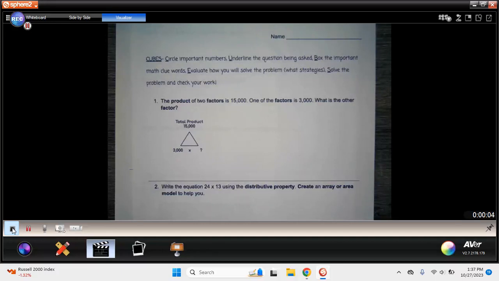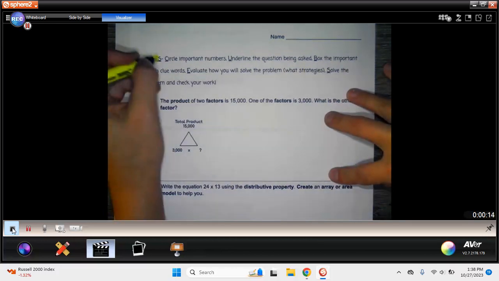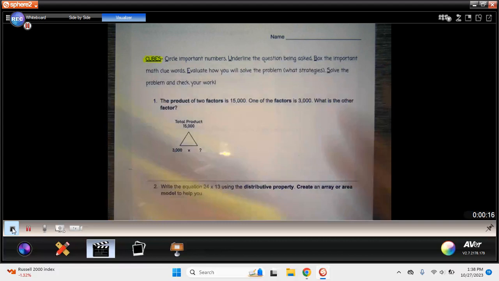I am going to go ahead and go through the review, giving you just kind of a sample and an explanation of what we're doing. The first thing I want you to look at is we're going to use this acronym CUBES. The reason why is I want you to make sure that you are reading the questions all of the way before you actually answer them. That way you are not forgetting anything.